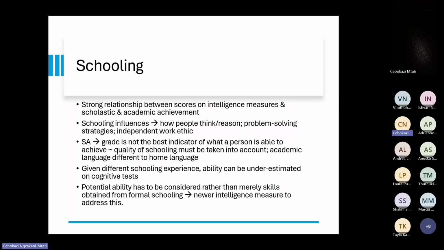And so because of the schooling experience, we all know how different our schooling experience is, our ability can actually be underestimated on cognitive tests. And so obviously this is why there has been a lot of adaptation work on our cognitive tests. Okay, so the potential ability of the client has to be considered rather than merely skills obtained from formal schooling. And newer intelligence measures, they are addressing this issue.